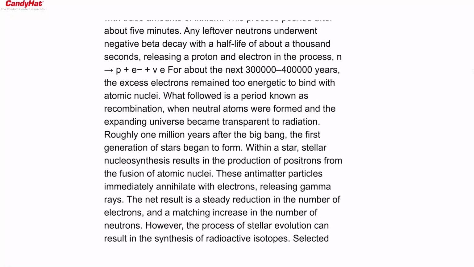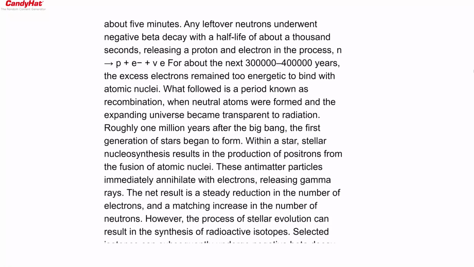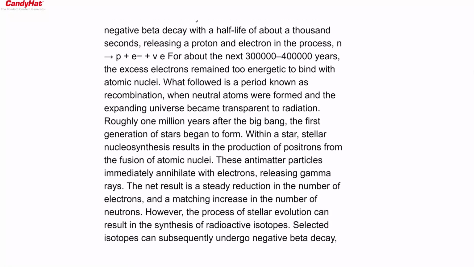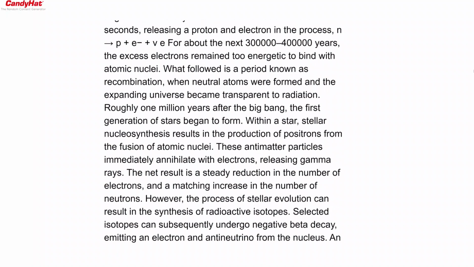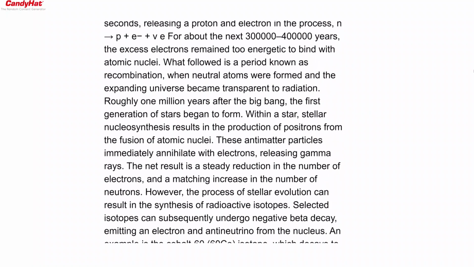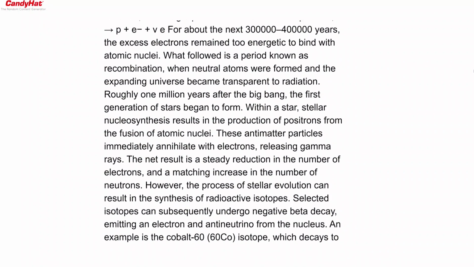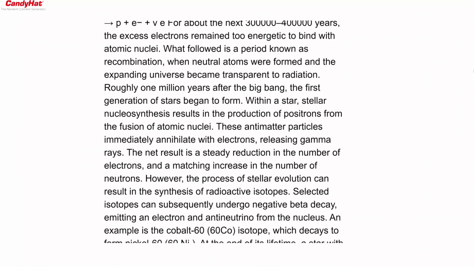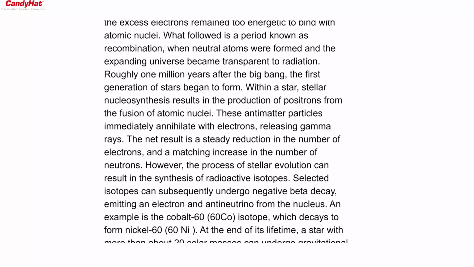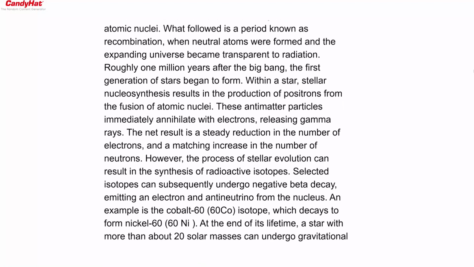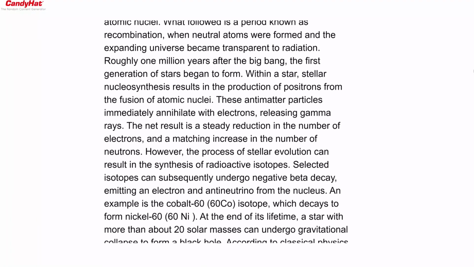For about the next 300,000 to 400,000 years, the excess electrons remained too energetic to bind with atomic nuclei. What followed is a period known as recombination, when neutral atoms were formed and the expanding universe became transparent to radiation. Roughly 1 million years after the Big Bang, the first generation of stars began to form.